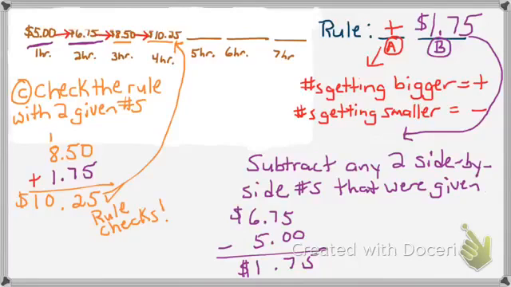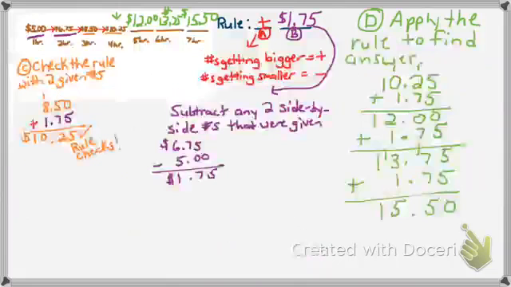Part C, a very important rule, do not skip it, is to check the rule with 2 given numbers in the problem. You know what the answer should be. When you apply your rule, make sure it does equal that. So I took the $8.50, applied my rule of plus $1.75. I got $10.25, and that was the answer I should get, so my rule did check out.